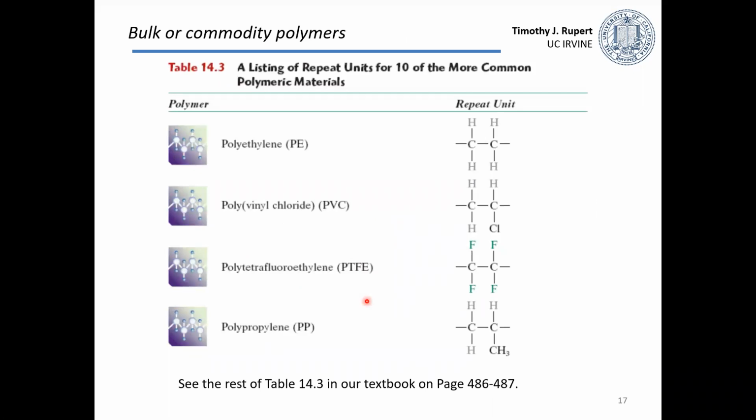Just to give you a reference, if you go to page 486 in our textbook, you can find some images of common what we call bulk or commodity polymers. So you can see things like the polyethylene, polyvinyl chloride, and polypropylene that we talked about, but you can find other common examples of things that, again, you can find at a hardware store or something like that.